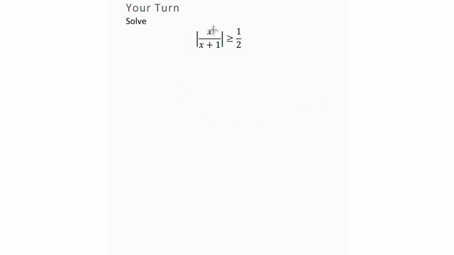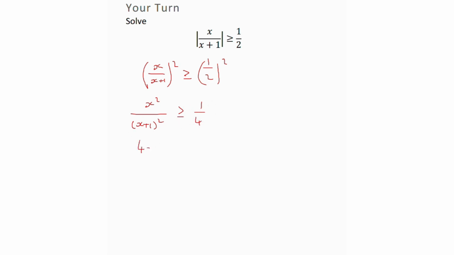Solve the absolute value of x over x plus 1 is greater than or equal to a half. So our first choice of method here would be to square both sides since everything is positive. And doing that, we're going to get x over x plus 1 all squared is bigger than or equal to a half squared. So x squared over x plus 1 squared is bigger than or equal to a quarter.